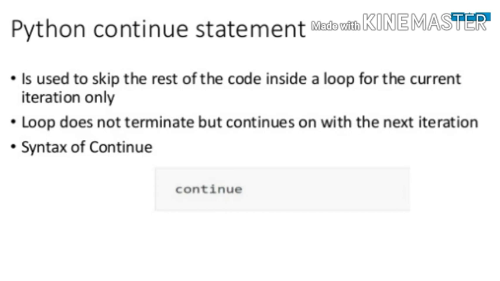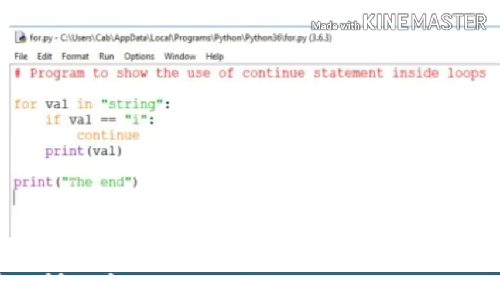Continue statement is used to skip the rest of the code inside a loop for the current iteration only. Loop does not terminate but continues on with next iteration. Syntax of continue is continue. Here we have one example. Program to show the use of continue statement inside loops. Okay, here also the variable val is assigned as string. Let us check if val is equivalent to I, then continue, otherwise print val.